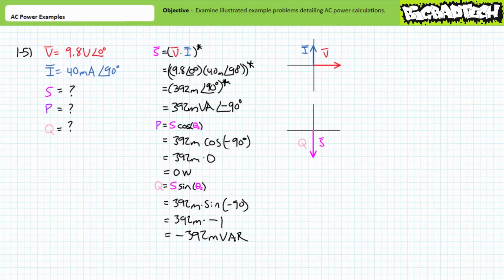Note how the apparent power angle accounts for the polarity of reactive power. Reactive power has a magnitude of negative 392 millivolt amperes because apparent power has a magnitude of positive 392 millivolt amperes, only it's pointed at a direction of negative 90 degrees. You'll note for occasions in which there exists solely real or solely reactive power of one flavor or another, apparent power magnitude will equal that of the absolute value of this sole dimension.